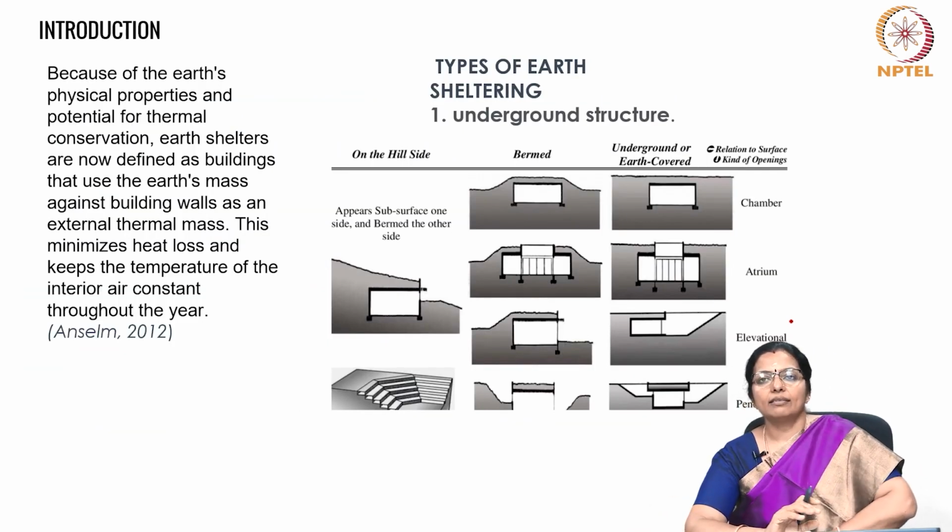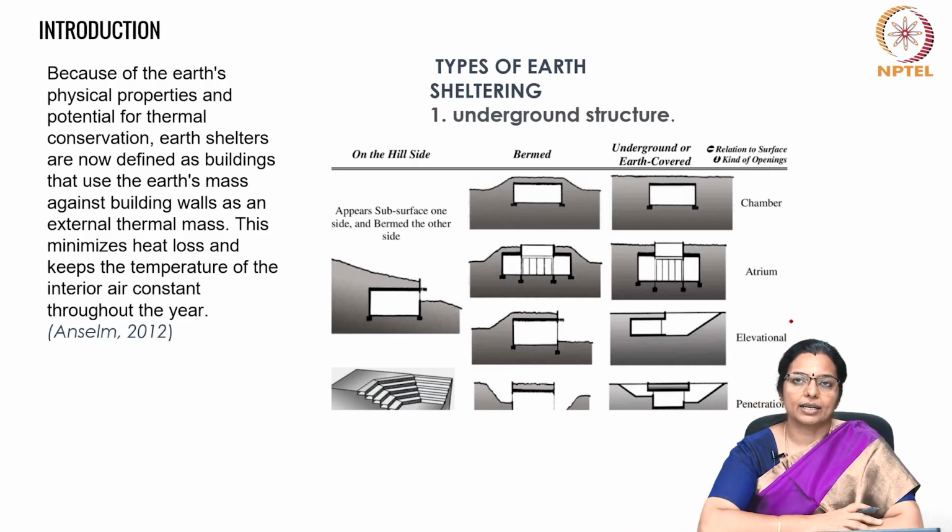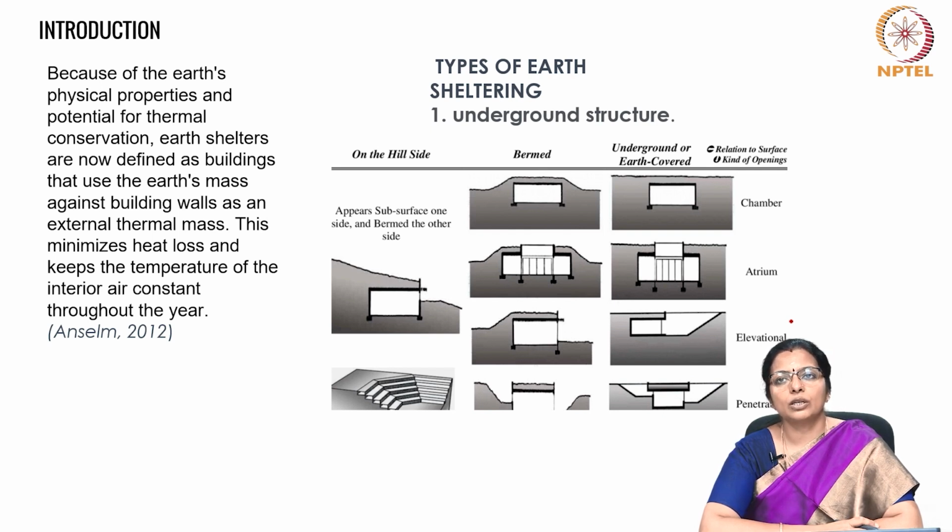Let us look at the types of earth sheltering. Because of the earth's physical properties and potential for thermal conservation, earth shelters are now defined as buildings that use the earth's mass against building walls as an external thermal mass. This minimizes heat loss and keeps the temperature of the interior air constant throughout the year.